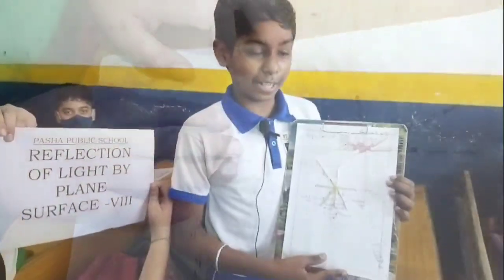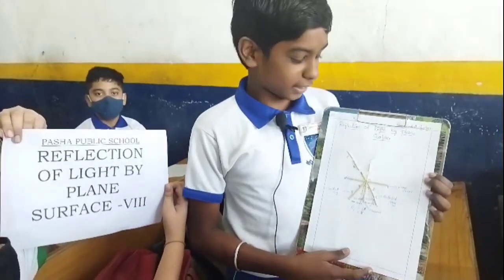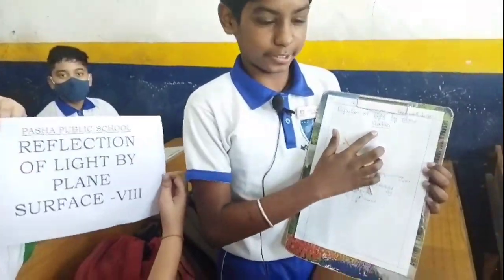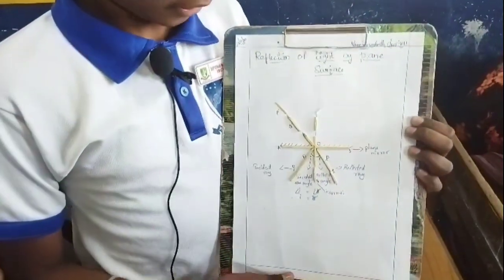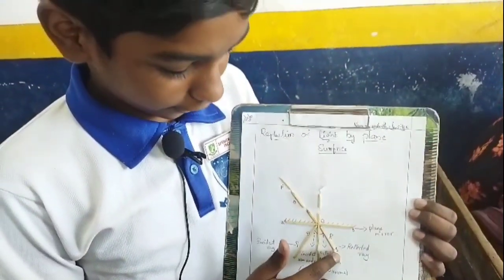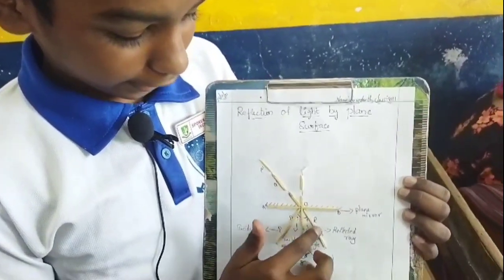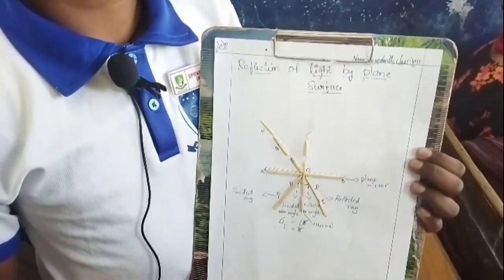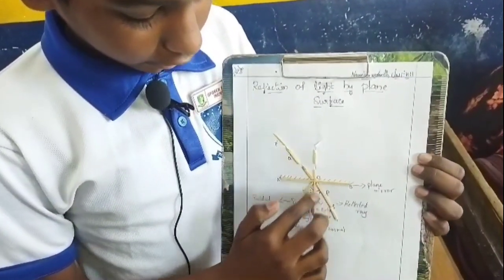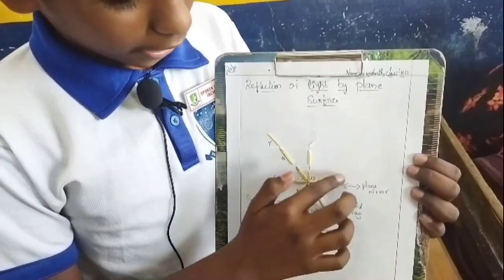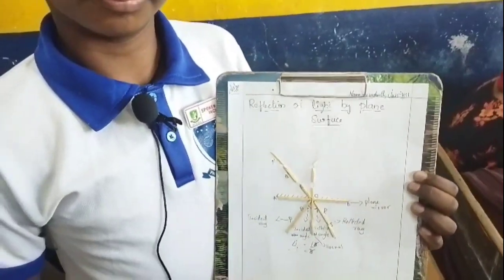Thank you. My name is Vedant. I am from 8th class. Today my topic is reflection of light by a plane surface. The bouncing back of light from a plane surface is called reflection. The incident ray and the reflected ray make the same angle. Therefore, angle I is equal to angle R. The incident ray, the normal and the reflected ray lie in the same plane. Thank you.